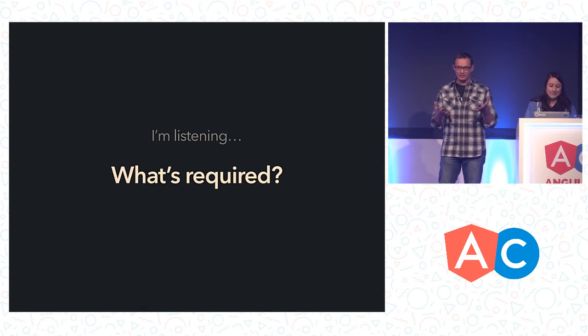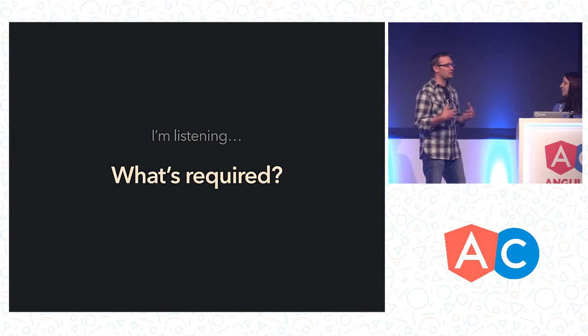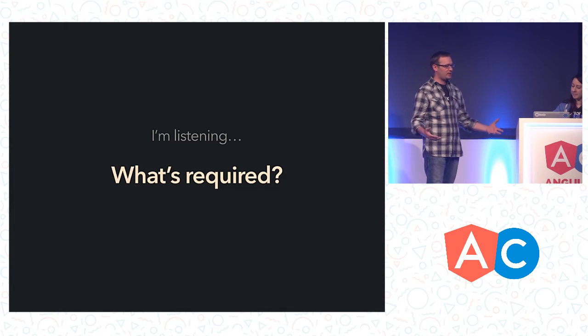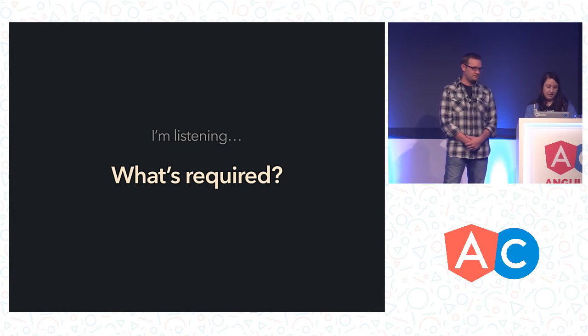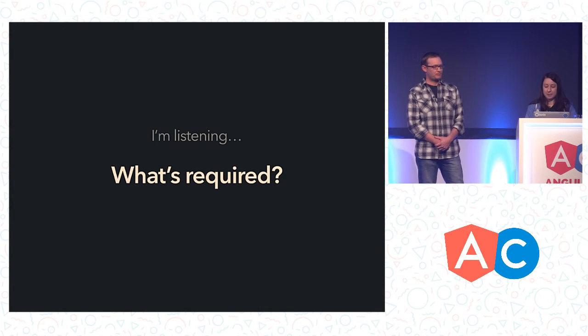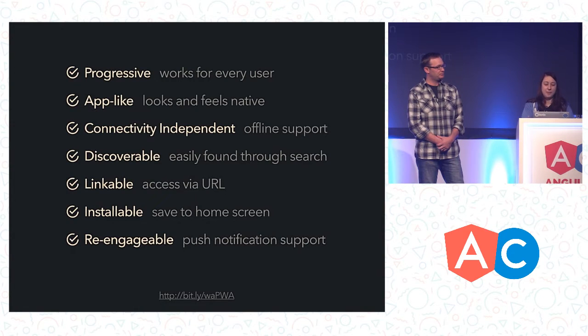All right, cool. So this is really awesome. It sounds really neat. It sounds really cool. So how do we do this? What's required? Let's make a PWA. Let's do it. Okay, so a progressive web app has a list of requirements.